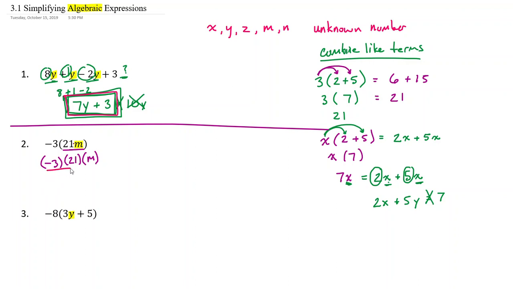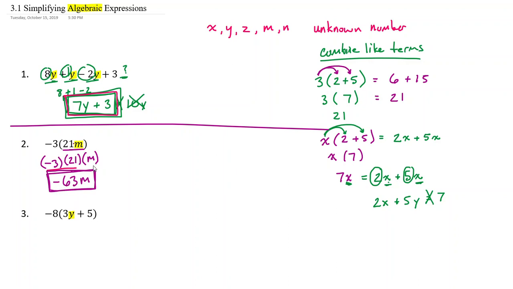And do you know how to multiply any of those things? You sure do. You know how to do negative 3 times 21. Negative 3 times 21 is negative 63. I don't know how to do the times m, but that's okay. Nobody does. So until we know what m is, we'll just write it next to the negative 63, and everyone will know that we mean we're going to multiply that negative 63 times m eventually, but we don't know what m is yet, and so we'll have to wait.